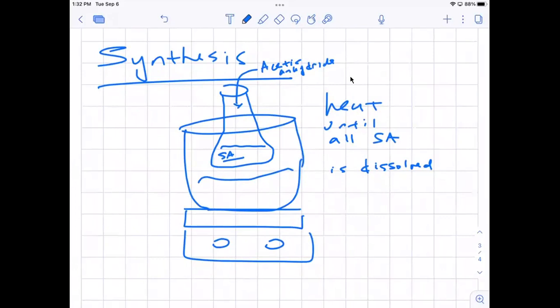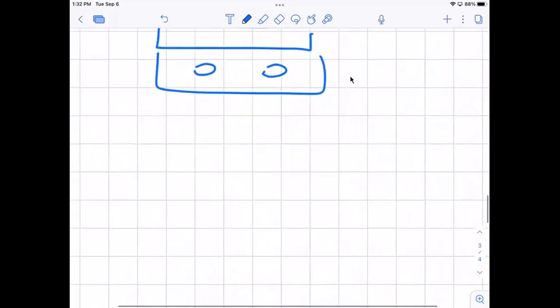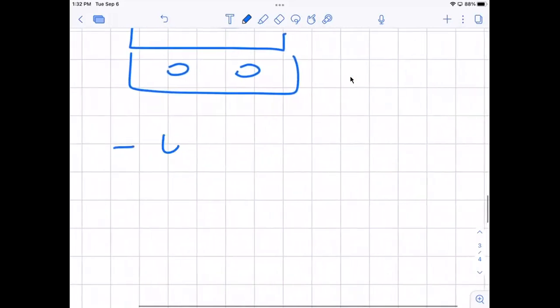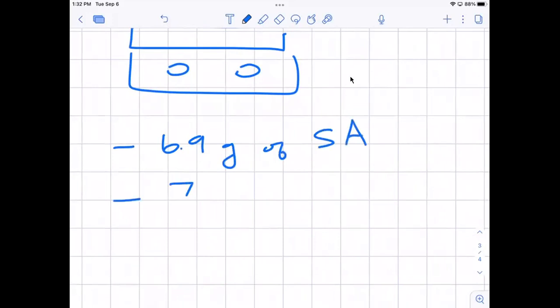So the reaction calls for, and you can write this on the data sheet, 6.9 grams of salicylic acid. It calls for 7 milliliters of acetic anhydride. And on that data sheet, if somebody would look up the density of acetic anhydride, just Google it, and when you find it, just unmute and say what it is.